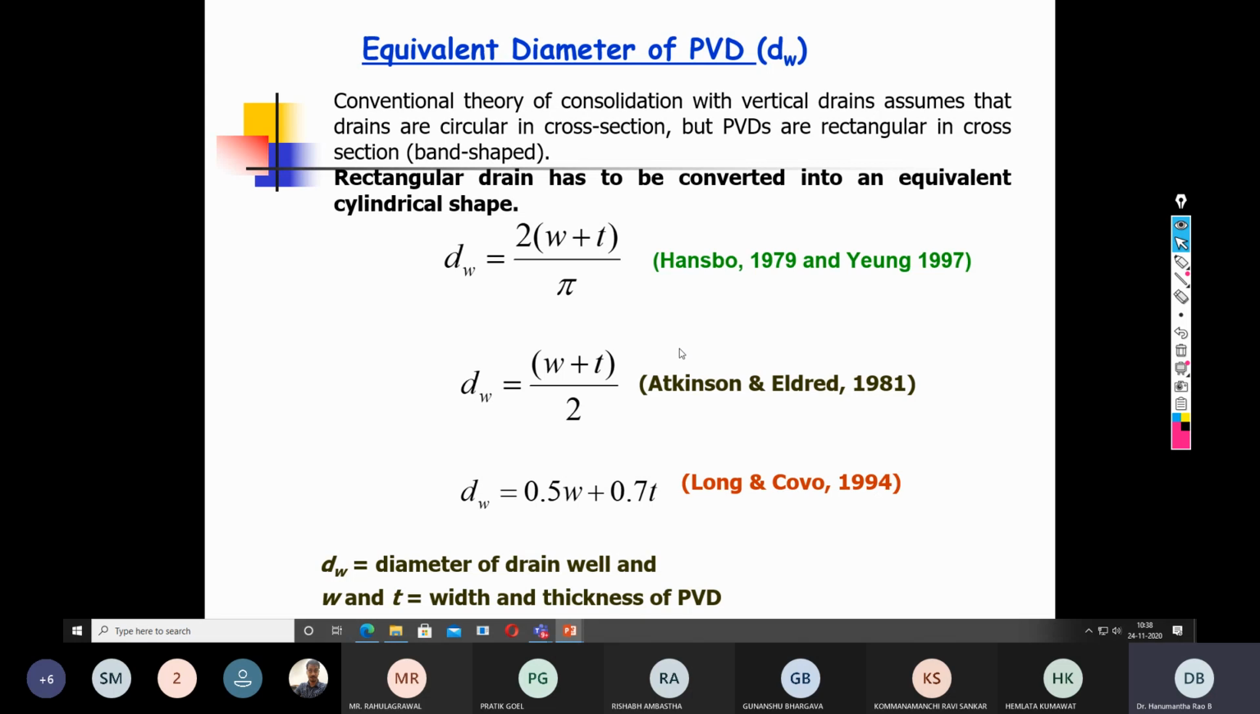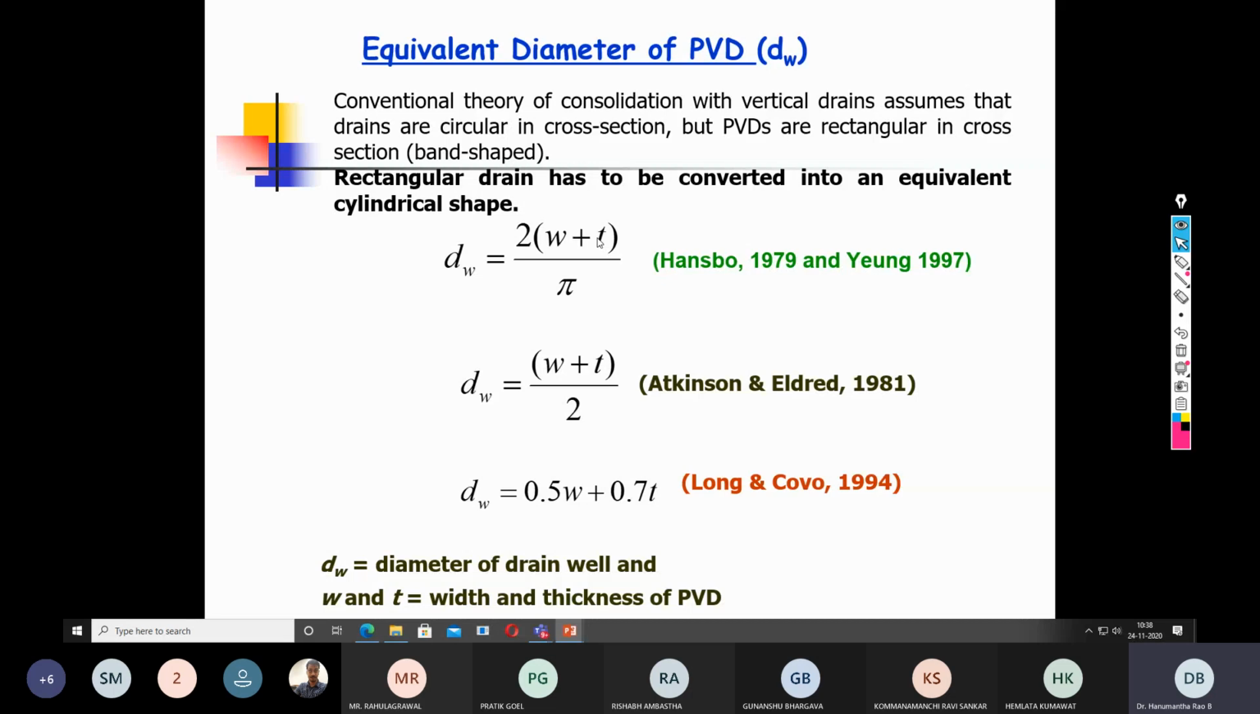In case of the sand drain, we directly took the diameter of the sand drain as the zone of influence. But in case of the PVD, we don't have a circular geometry. Rather, there is a PVD with a particular width and particular thickness. So how do you convert the width and thickness into the diameter? Different people have suggested different equations as shown in this slide. You can see dw can be calculated as 2 into (W plus T) by pi.